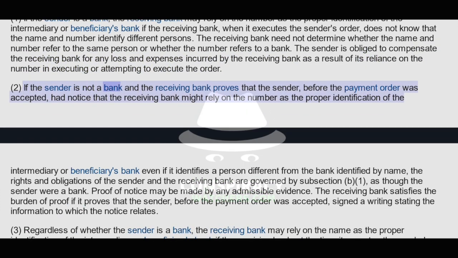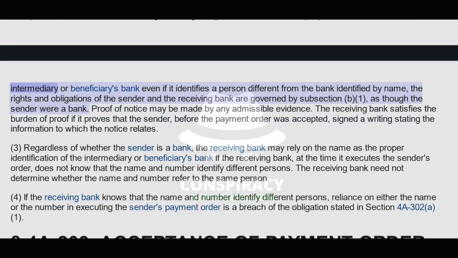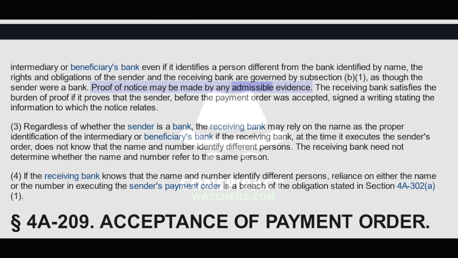If the sender is not a bank and the receiving bank proves that the sender, before the payment order was accepted, had noticed that the receiving bank might rely on the number as the proper identification of the intermediary or beneficiary's bank even if it identifies a person different from the bank identified by name, the rights and obligations of the sender and the receiving bank are governed by subsection, as though the sender were a bank. Proof of notice may be made by any admissible evidence. The receiving bank satisfies the burden of proof if it proves that the sender, before the payment order was accepted, signed a writing stating the information to which the notice relates.